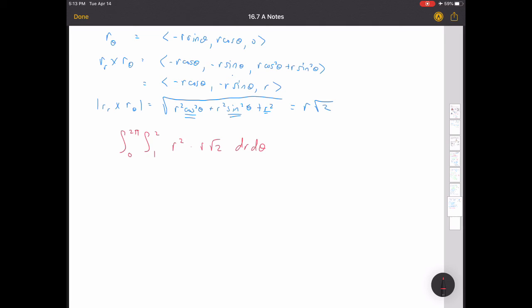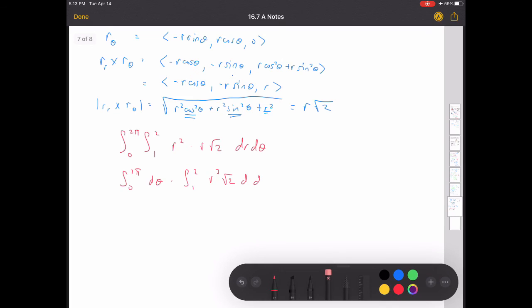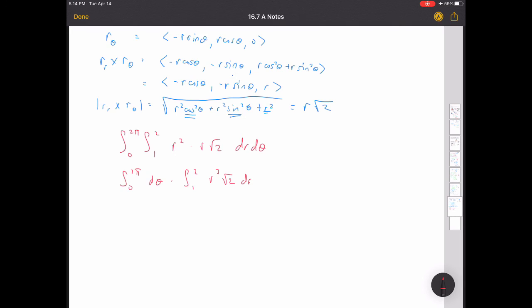So this one we can split apart. We're going to get the integral from 0 to 2 pi of d theta times the integral from 1 to 2 of r cubed root 2 dr. So the integral from 0 to 2 pi of d theta, we've done that enough times. We know that that is just 2 pi. This one, I'll pull the root 2 out to the front, and then we're going to get 1/4 r to the 4th from 1 to 2.